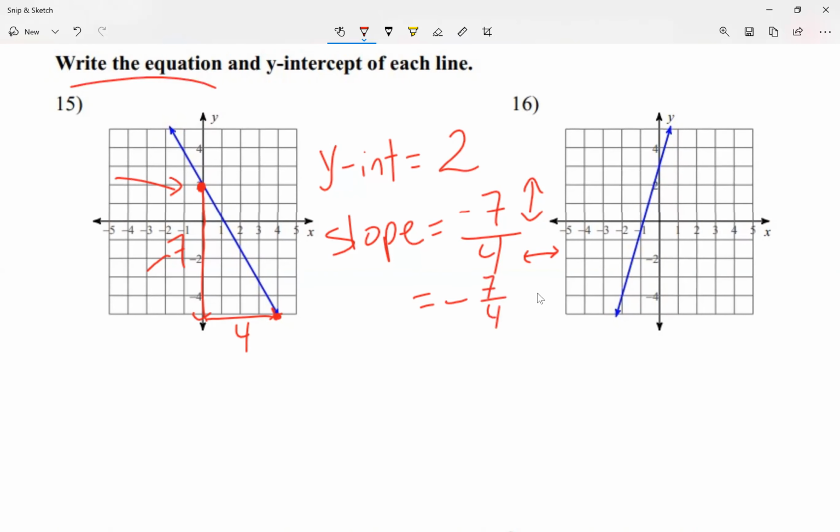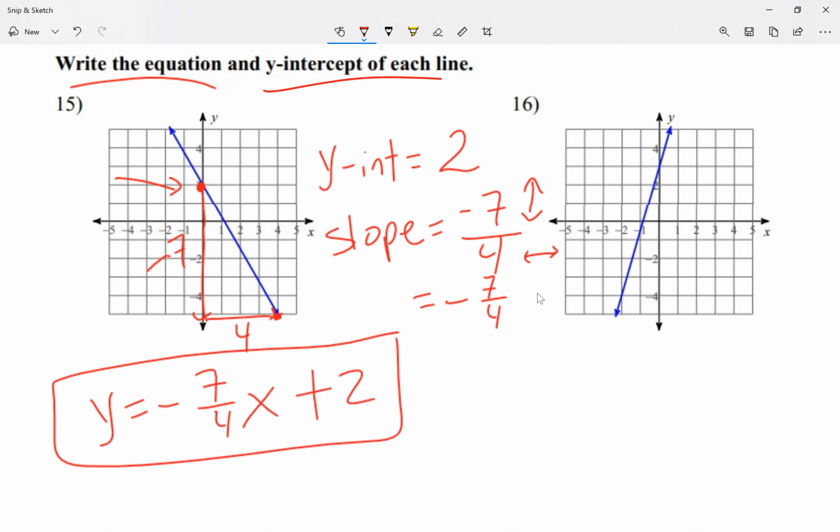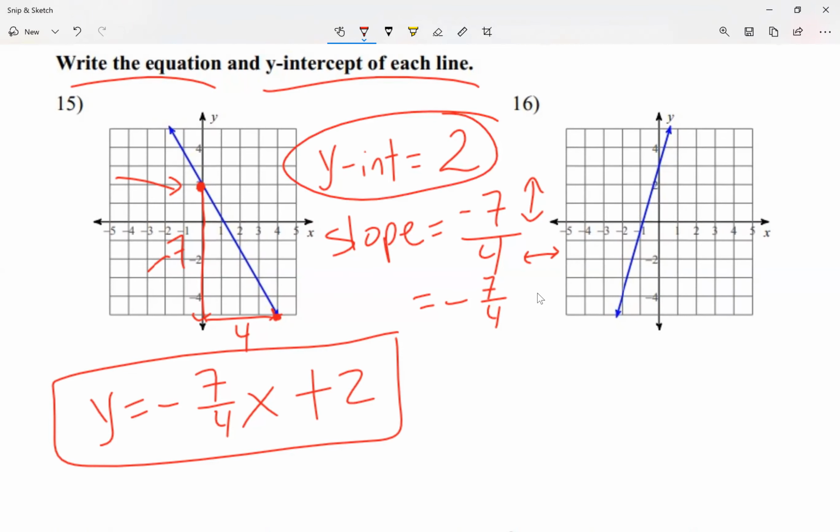My instructions here say write the equation. So I'm going to do the slope intercept form. So y equals, first thing that I write is the slope, -7/4 x. I'm going to put the slope and then x. And at the very end, the y-intercept with the sign included. My y-intercept was +2, so +2. That's the equation of the line. Now the y-intercept, we can see it here. My y-intercept is +2.